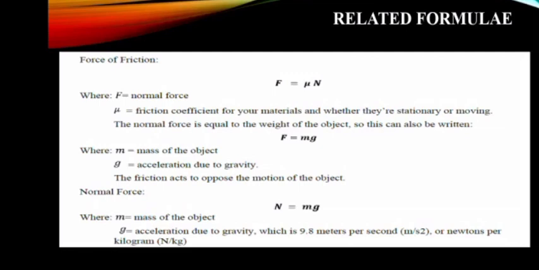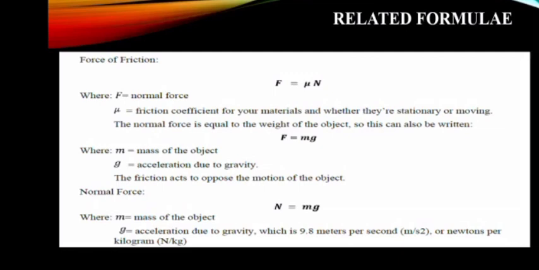So, to get the normal force, we need to use this formula. N is equal to mg, where m is equal to the mass of the object, and g is acceleration due to gravity. And we can then determine the friction coefficient.